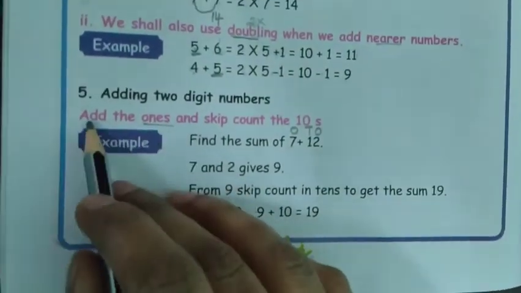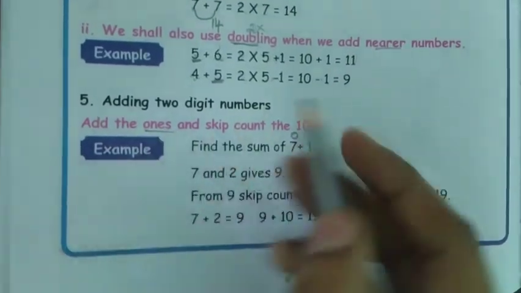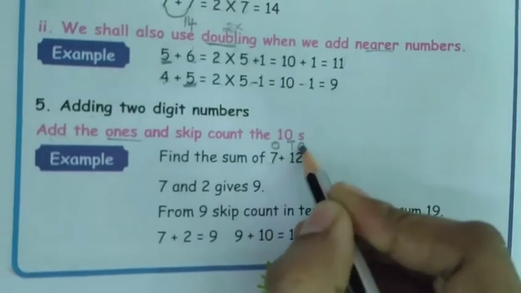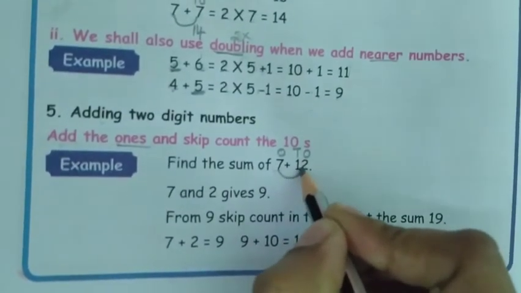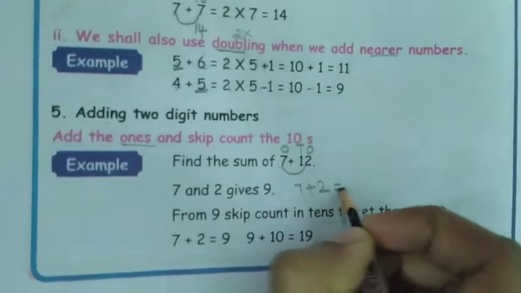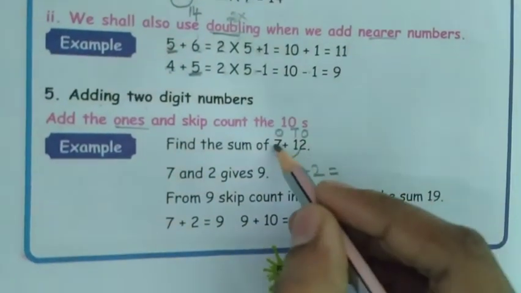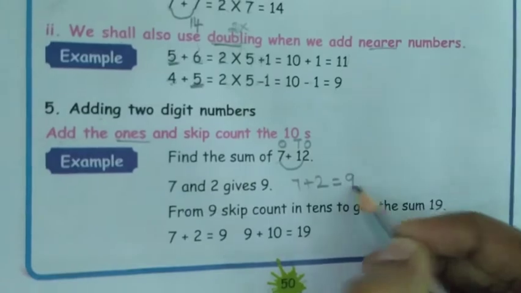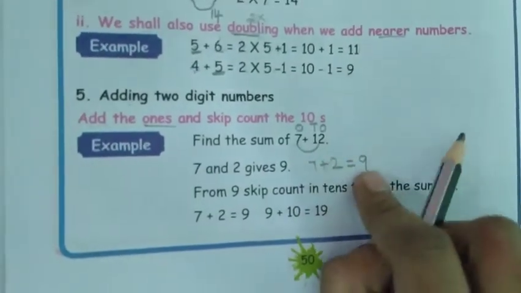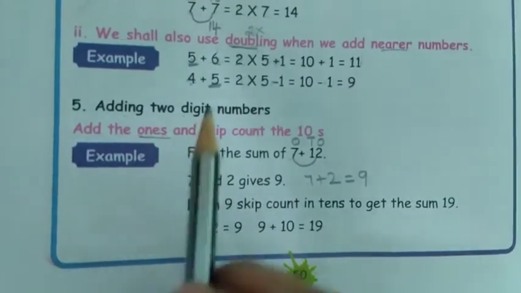What is the first step? First we add the ones. What are the ones here? 7 and 2. First we add these two numbers. 7 plus 2, what? Very good. 7 plus 2 is 9. Say 7, and after it two numbers: 8, 9. 7 plus 2 is 9. We added the ones.